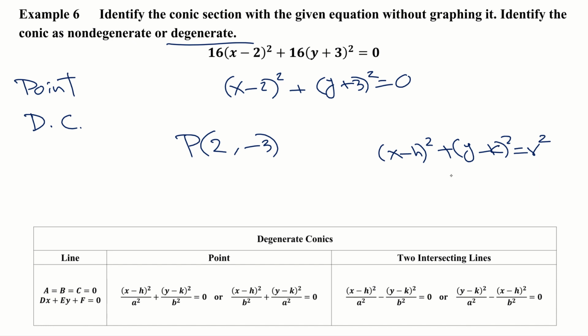Again, you can graph that. You just go to 1, 2, and then down 3. There it is. There is the graph of this equation. It's a single point located at (2, -3).